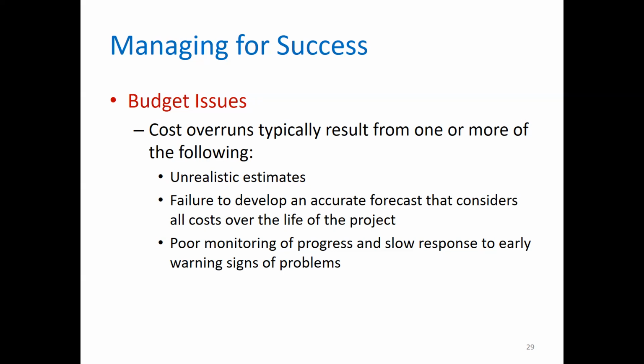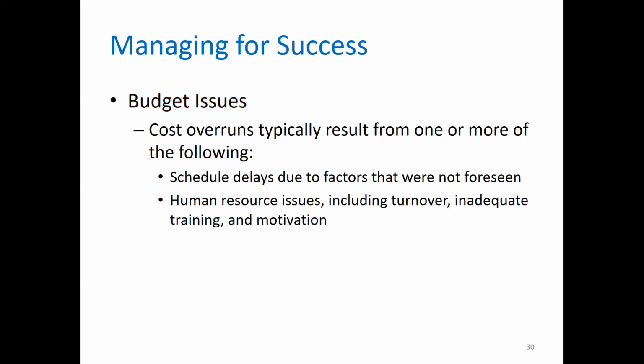Point three, poor monitoring of progress and slow response to early warning signs of problems. Just like I was saying in risk management, if you're not able to identify risks well and on time, it can cause problems. So that's what it's mentioning here. Also, you have schedule delays due to factors that were not foreseen. That means something went wrong in your planning phase and you have not considered unforeseen circumstances. So you ran behind the completion date of the project, and then your budget went haywire.